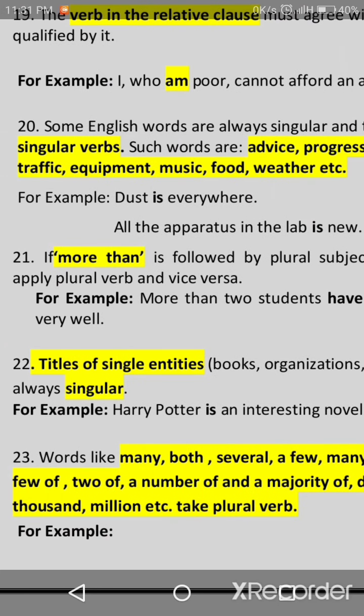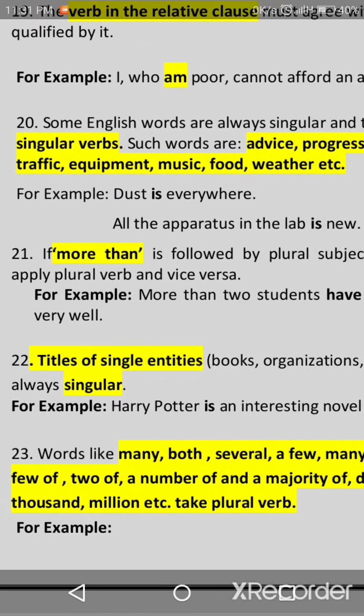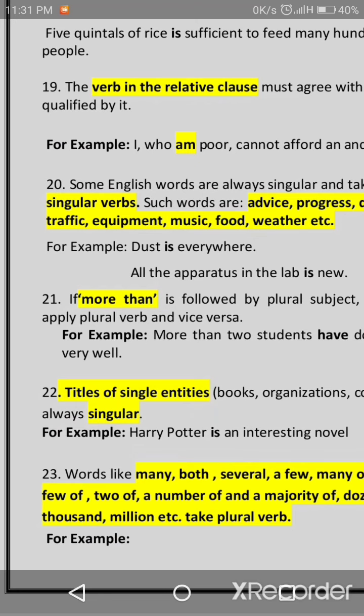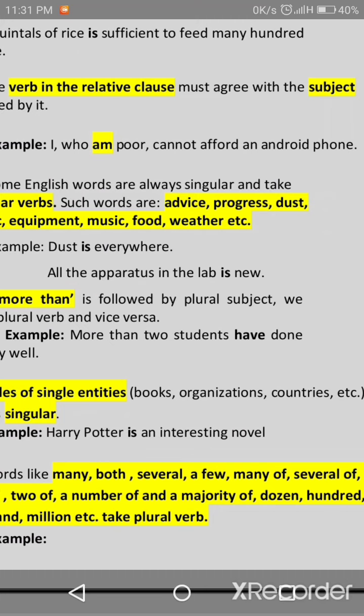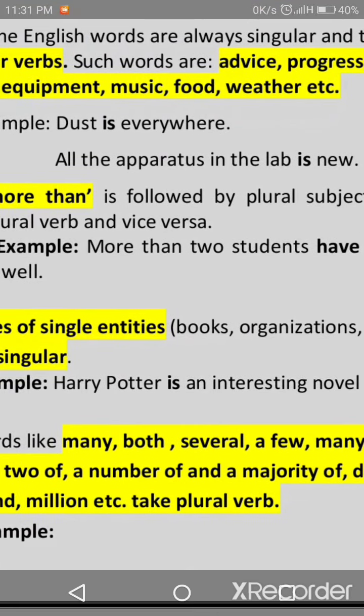Rule number 22. Titles of single entities or books, organization, countries, etc. are always singular. Children, obviously when it is the title of a book or you are talking about an organization, then it is considered as one and we will use a singular verb. For example, Harry Potter is an interesting novel.